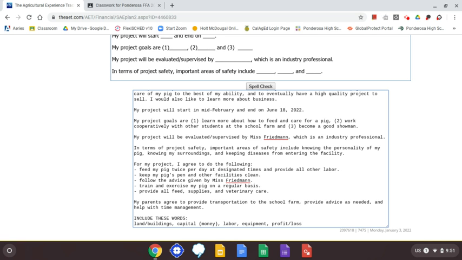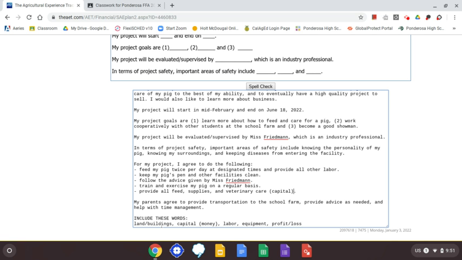Okay? Keep my pig's pen and other facilities clean. Follow the advice given by Miss Friedman. Train and exercise my pig on a regular basis. Provide all feed supplies and veterinary care. And then I could even just put in parentheses capital, which means I'm going to pay for it. Capital means money. Okay, so we've taken care of labor and money. So what's left? Equipment, profit and loss, and land and buildings.